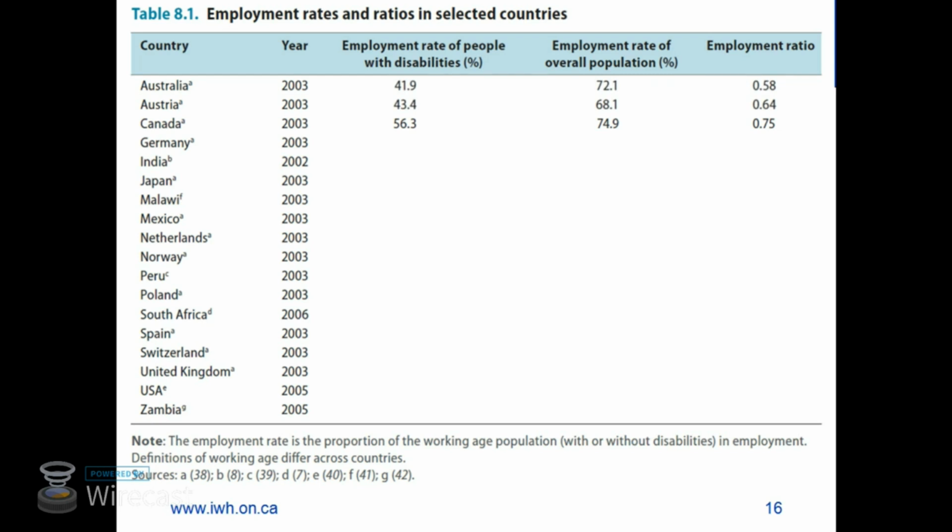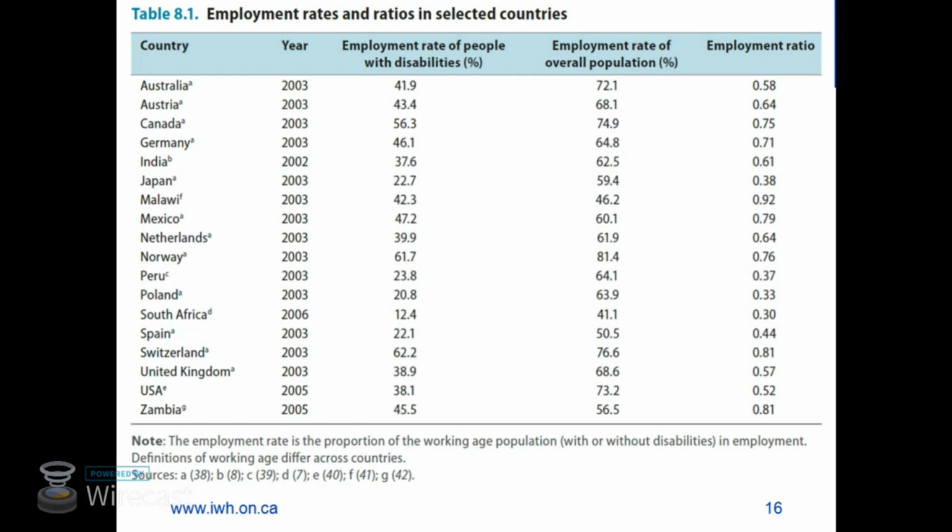And this is alphabetical order, but you see Australia, not bad. But when you look at other countries, like Poland, 33, Peru, 37, Spain, 44. Zambia is a little bit of an outlier. The ratio is 81, but that's because the employment ratio of the general population is low. So there are some things that can be done better. Ideally, the ratio would be 1. There's no difference in terms of employment just because a person has a disability.